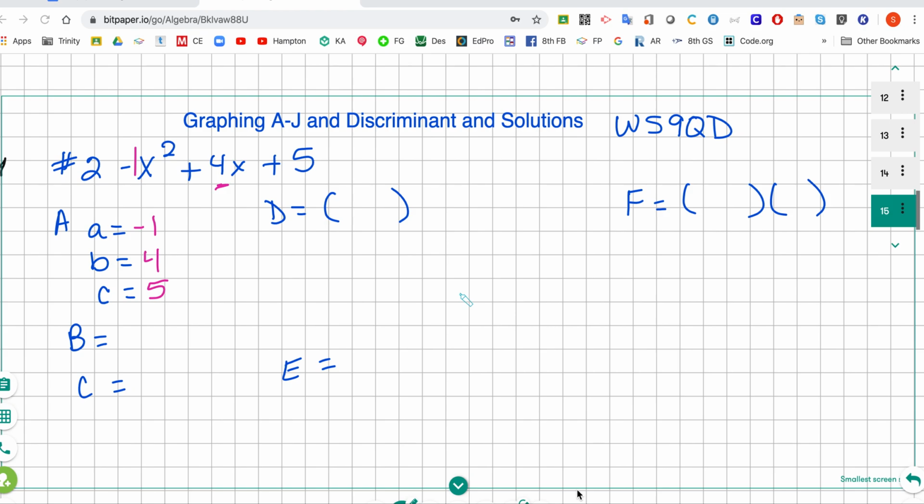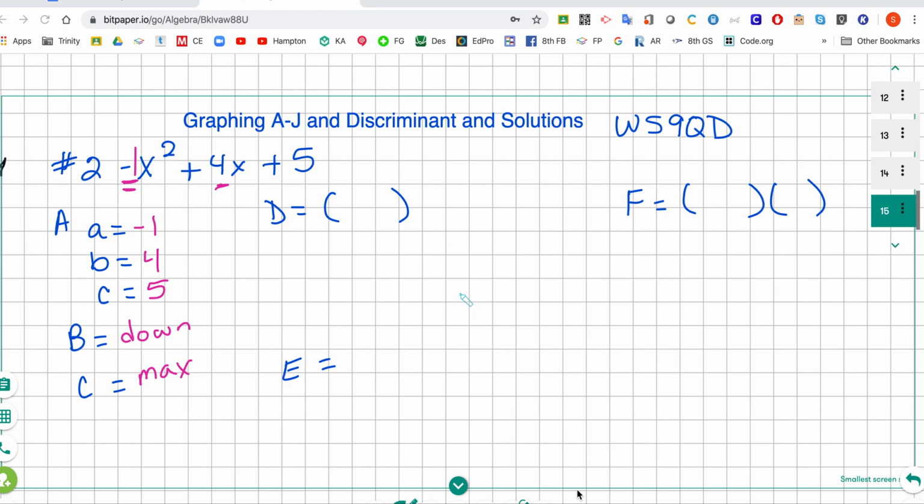B, we are going to look at the x squared coefficient. If it is positive, our quadratic opens up, and if it is negative, our quadratic opens down. So this quadratic is going to open down. If the parabola opens down, that means that we have a maximum point.